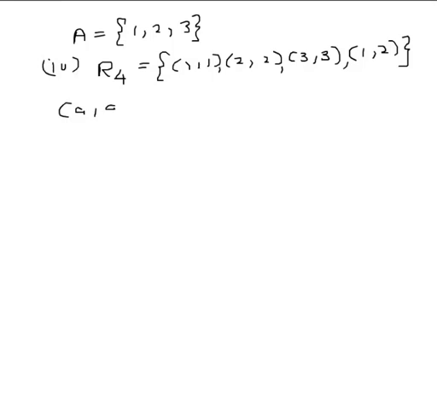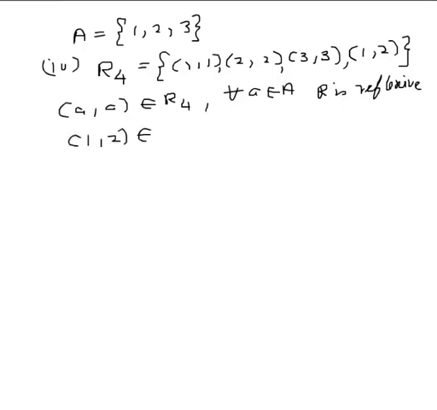So I will write (A, A) belongs to R4 for all A belonging to A. Therefore, R4 is reflexive. And then (1, 2) belongs to R4, but (2, 1) doesn't belong to R4. Therefore, R4 is not symmetric.